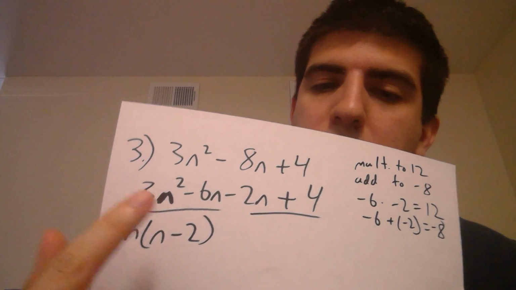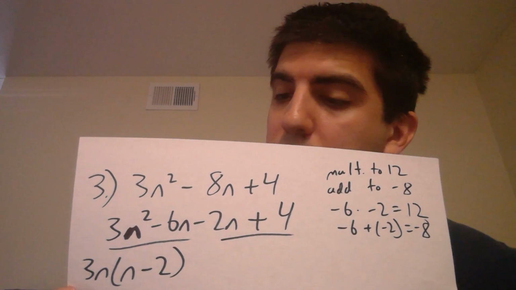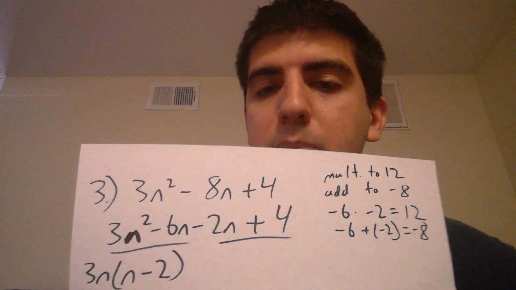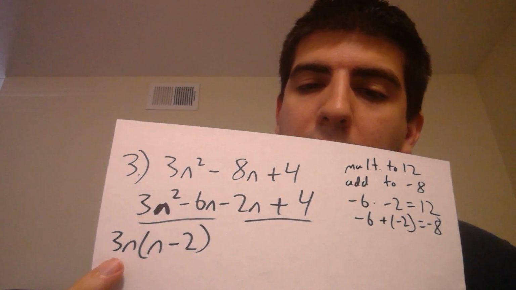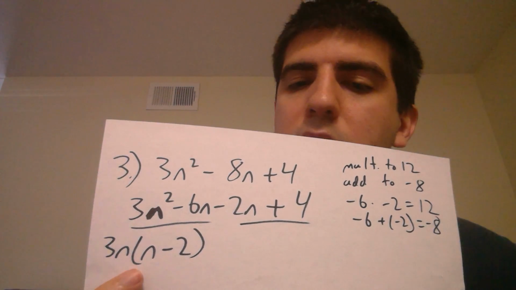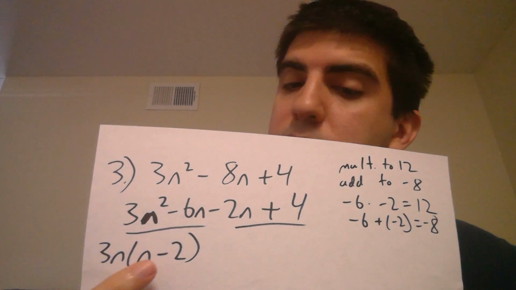All right, pause here. I look at the coefficients. I see 3, I see negative 6. 3 is the biggest number that can go into both of those. So I pull out a 3. N squared has 2 n's, this has 1 n. The most amount of n I can pull out of both of them is just 1 n. And now I ask myself, 3n times what gets me 3n squared? Well, 3n times n gets me 3n squared. 3n times what gets me negative 6n? 3n times negative 2 gets me this.